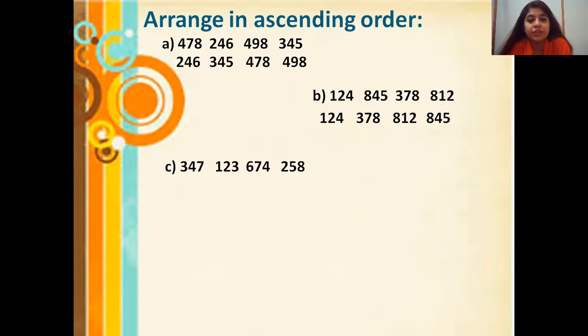Now, I have a third question on my screen. 347, 123, 674 and 258. Now, can you see which is the smallest number? Look at the hundreds place. Is it 3? Is it 347? No. Then which is the smallest number? Yes, it is 123.